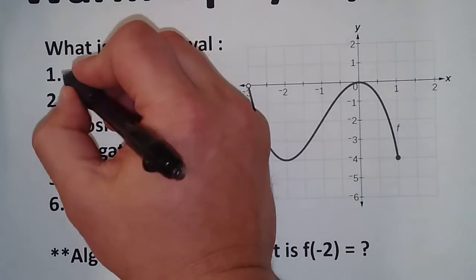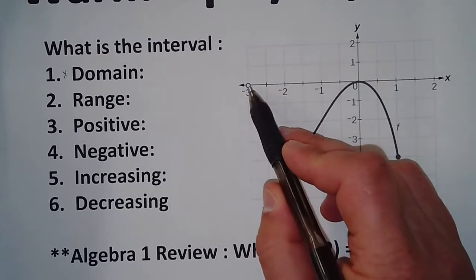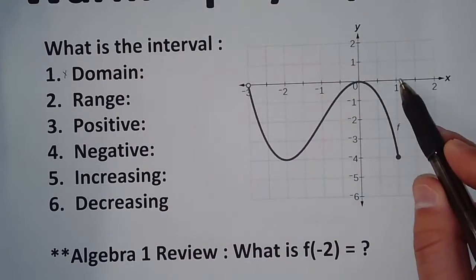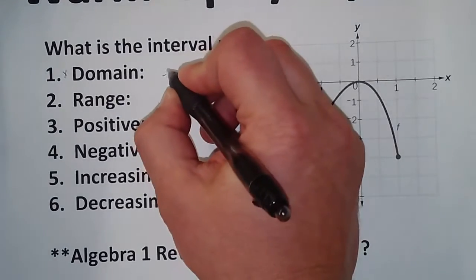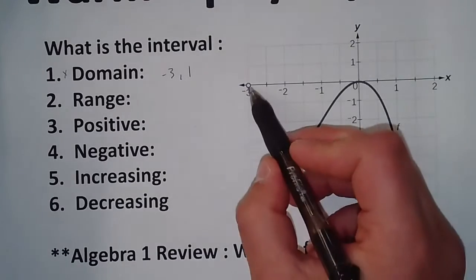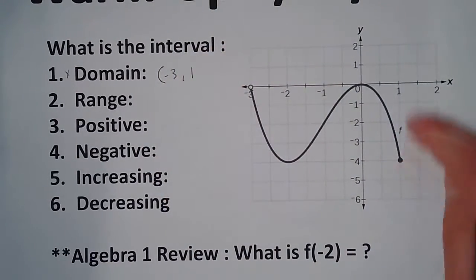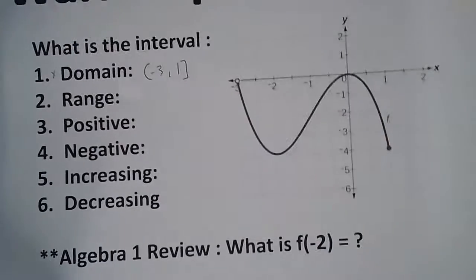Domain, that's your x values. Specifically, left to right, how far does this graph go? So the furthest left it goes is -3. The furthest right it goes is 1. So it's going to be from -3 to 1. Now we have to put the correct symbols on there. Since this point is not included, you use a parenthesis. This point is included, we use a bracket. So that's what our domain should look like.